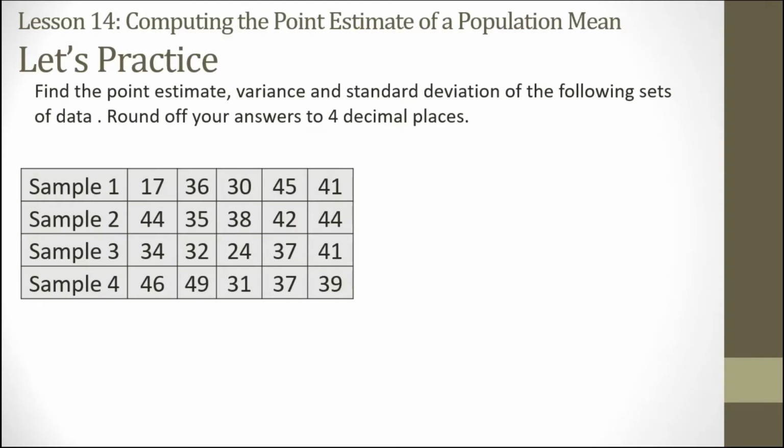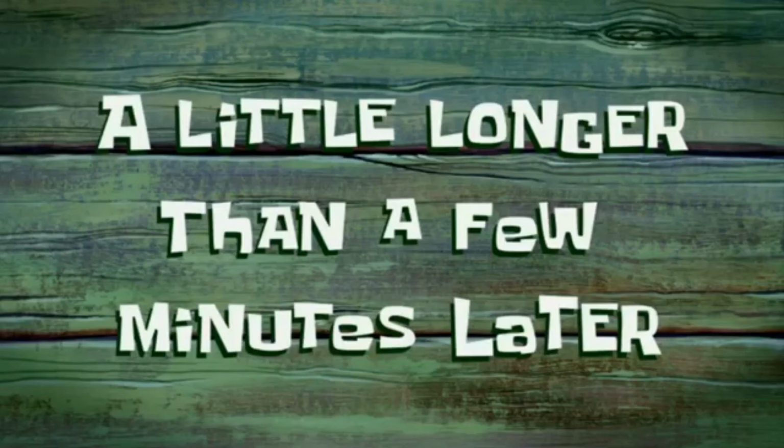Okay. So, eto ngayon yung ating pagpapracticean. Find the point estimate, variance, and standard deviation of the following sets of data. Round off your answers to 4 decimal places. So, meron tayong 4 na sample na may tiglilimang elements kada sample. So, again, ang unahin natin ay yung point estimate, variance, at standard deviation. Point estimate muna. Then, variance at standard deviation. Okay? Pause nyo muna yung video. Then, after that, check natin kung tama yung sagot niyo. Okay? I trust you guys. Good luck.